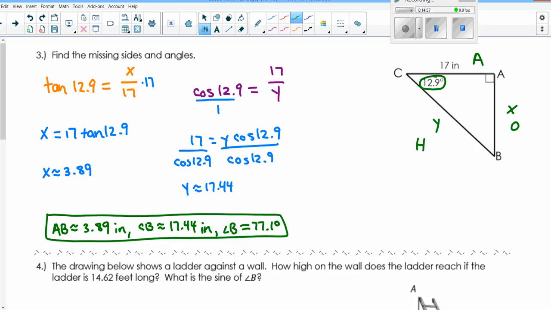Okay? One other thing. Once I found X, and I found that it was 3.89, I could have used Pythagorean theorem and done a squared plus b squared equals c squared to find my hypotenuse. You can absolutely do that. Just know that when you do that, your answer of 17.44 wouldn't be the same. It's going to be close, like maybe 17.42, something like that. But trig ends up being a little bit more accurate than using Pythagorean theorem. They both, again, you're rounding. That's why your answer is going to be slightly different, but it's okay. So either or is fine. Just know that if you're checking your answer, it might vary slightly.